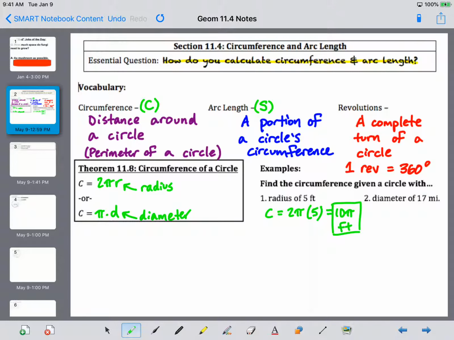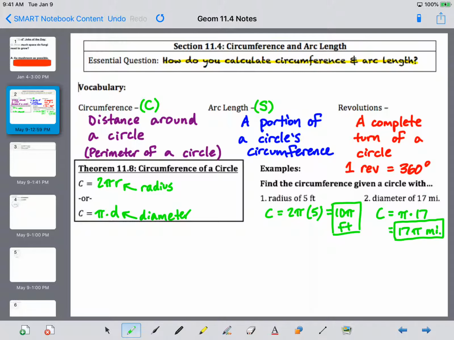All right, in our other problem, they give us the diameter. So in this case, we can just take pi times our diameter, and we would always write the number, the integer, and then pi at the end, and that would be 17 pi miles. And of course, for both of those examples, you could plug them into a calculator and get a decimal approximation.